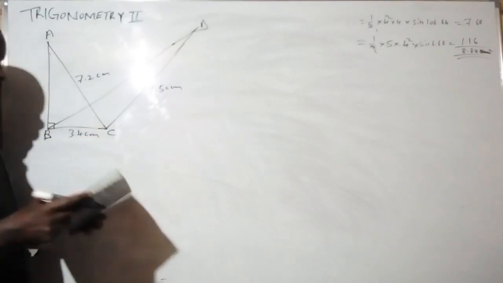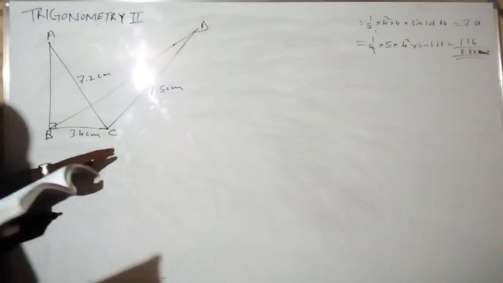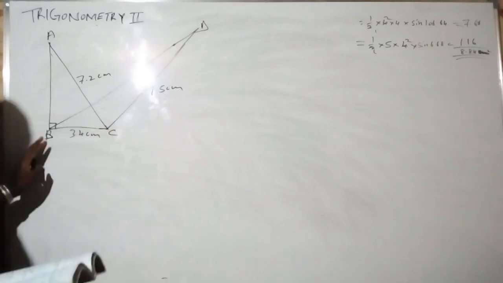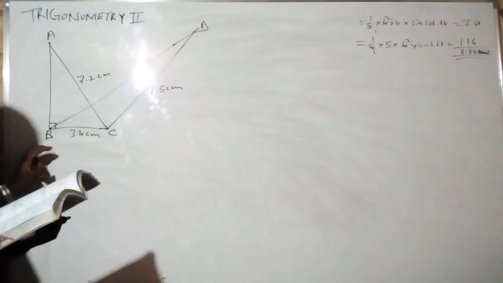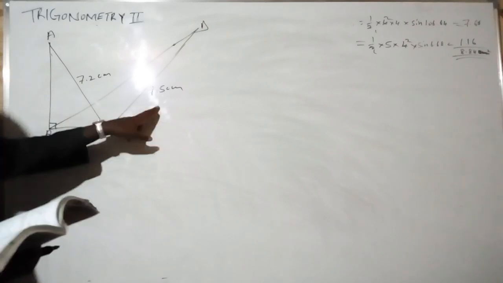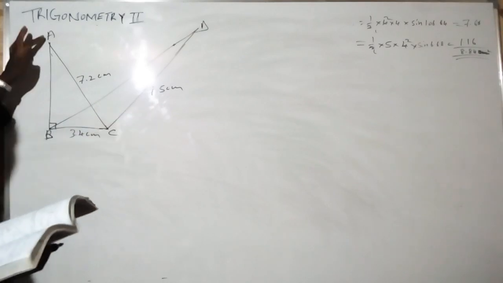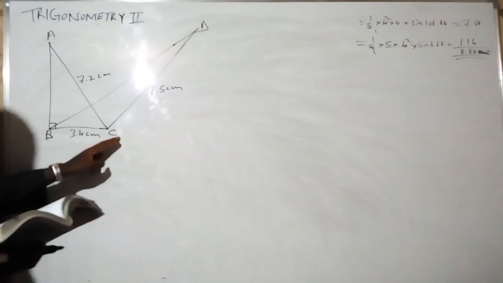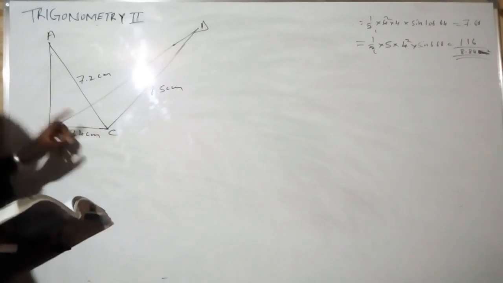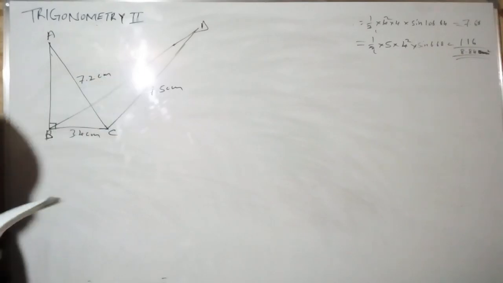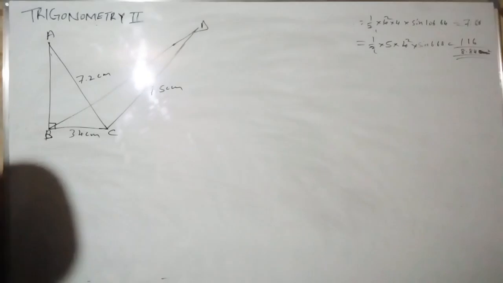The figure below shows 2 triangles ABC and BCD with a common base BC. AC is 7.2, CD is 7.5, and angle ABC is 90. The area of triangle ABC is equal to the area of triangle BCD. Accurate, correct to 1 decimal place. Find the area of the triangle ABC.